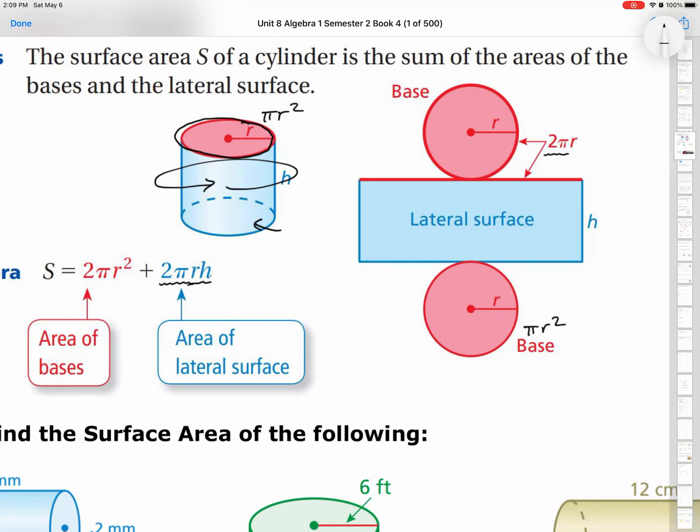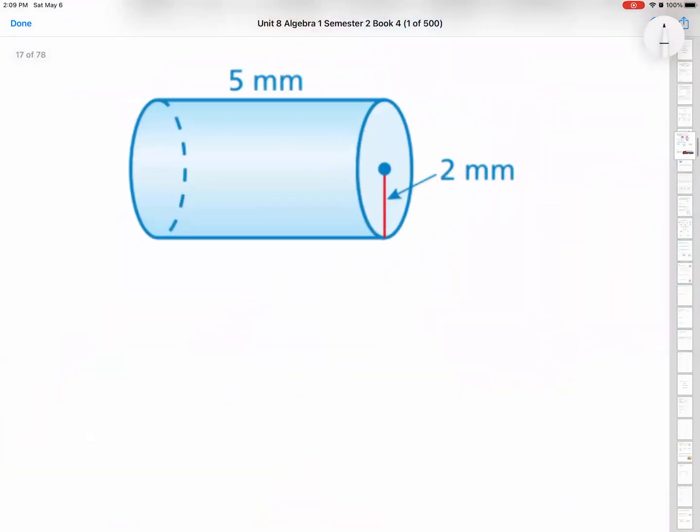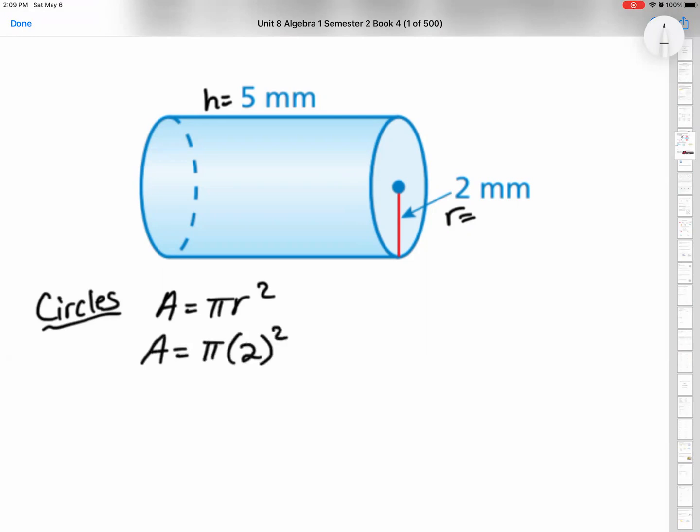All right, so for our first one, we have to find the surface area for this cylinder. And right away, we see that our radius is 2 millimeters and our height is 5 millimeters. So what we're going to do first is find the area for one of the circles. We know the area for a circle is pi r squared. Well, we can go ahead and dump in our radius. So the area is equal to pi times 2 squared. And then our area comes out to be pi times 4, or 4 pi.